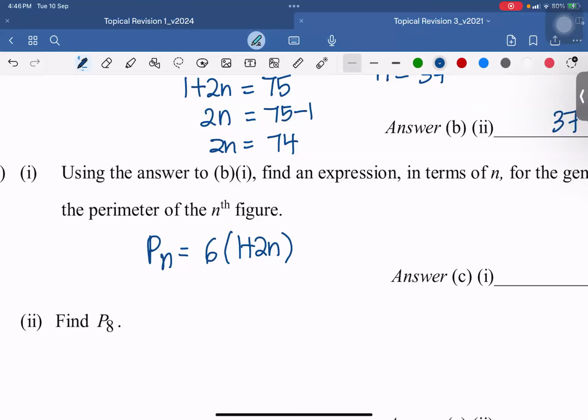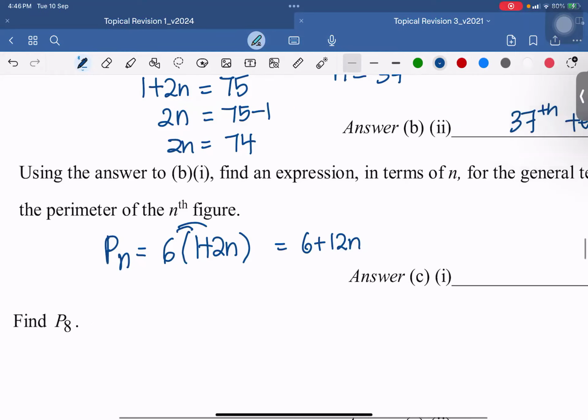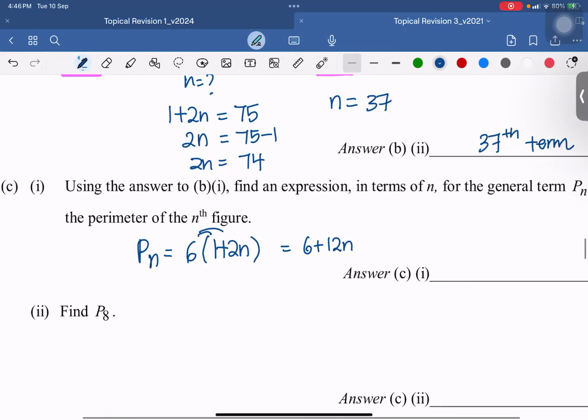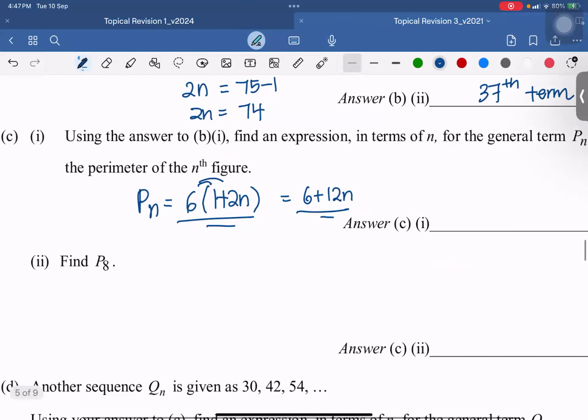So in this case, I can either leave the answer as this or I can expand and simplify. So it'll be 6 plus 12n. Since the question never says you need to expand and simplify, for those of you who might make a careless mistake, you can leave your answer as this. Or those of you who are slightly more careful and get a correct answer, you can leave your answer as this one. Then next question, find P8.